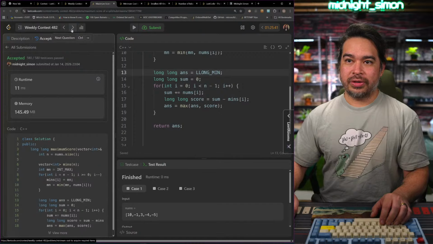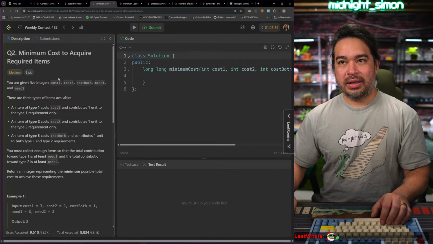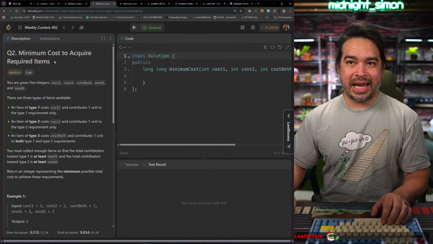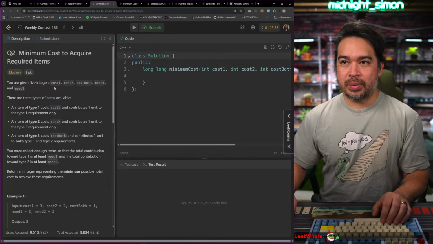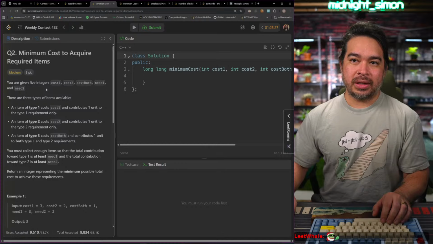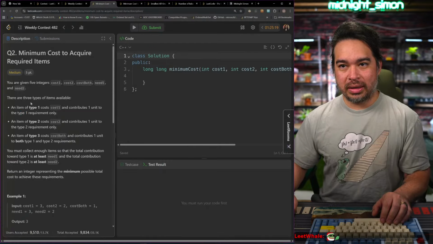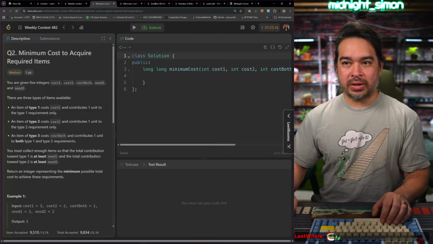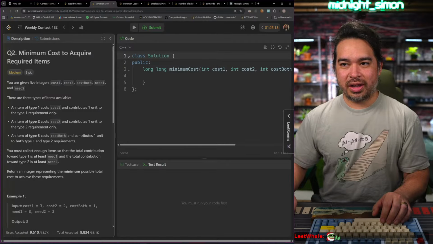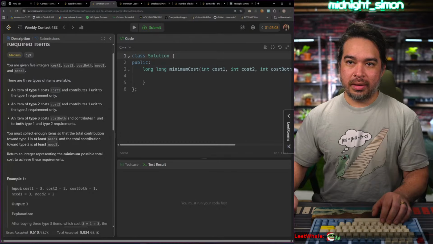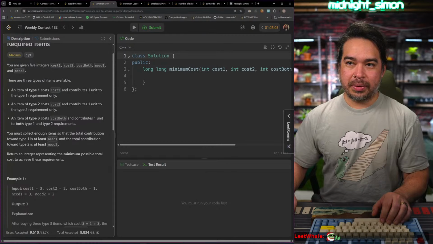Alright, next question. Q1, not bad. Minimum cost to acquire required items. You're given 5 integers, cost 1, cost 2, cost both, need 1 and need 2. There are 3 types of items available. An item of type 1 costs cost 1 and contributes 1 unit to the type 1 requirement only. An item of type 2 costs cost 2 and contributes 1 unit to the type 2 requirement only. An item of type 3 costs cost both and contributes 1 unit to both type 1 and type 2 requirements.